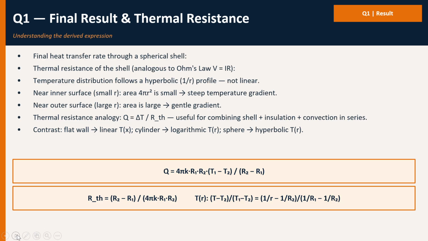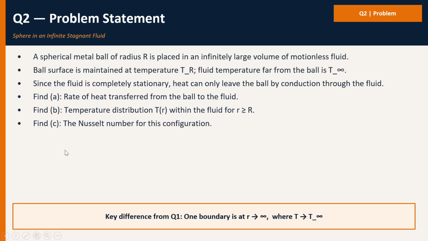Now moving on to the next question. In this question, a spherical metal ball of radius r is placed in an infinitely large volume of motionless fluid. Ball surface is maintained at a temperature Tr, and fluid temperature far from the ball is T infinity, the ambient temperature. Since the fluid is completely stationary, heat can only leave the ball by conduction through the fluid.